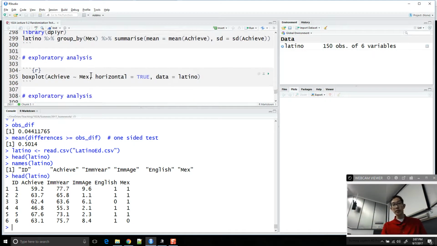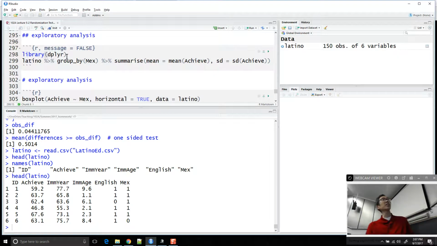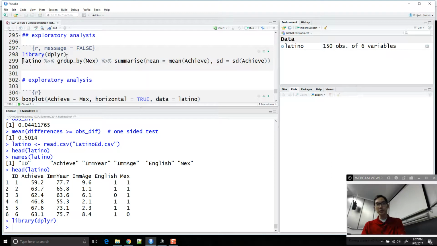Okay, so let's just do some exploratory analysis, and we'll use dplyr here. Let's see, is there a difference in achievement levels for those who are from Mexico versus those who are not? This can be done in dplyr with just one line.